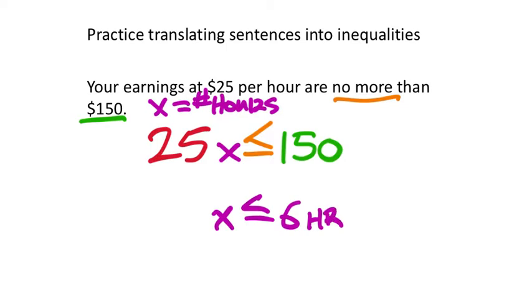See that positive coefficient there? If I divide both sides by 25, that's how I get 6. Since it's positive, it just keeps the inequality sign the same.